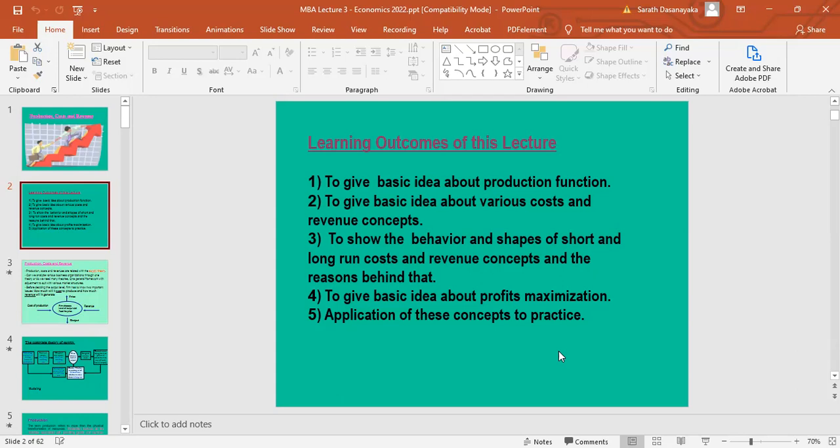And finally, to give a basic idea about profit maximization. Profit maximization and revenue maximization are two different things. Your marketing lecturer is also going to explain this.